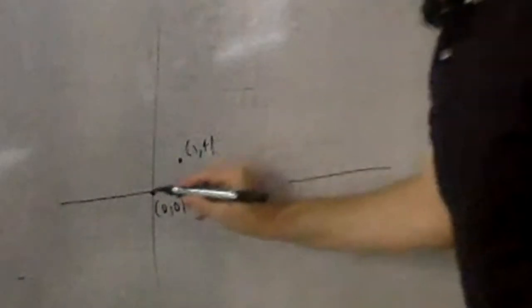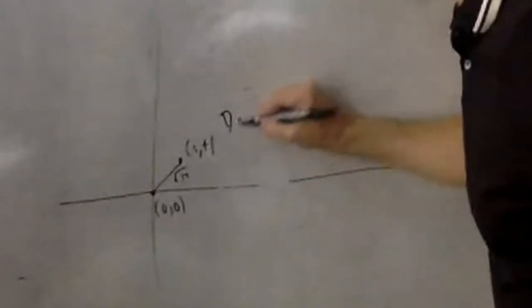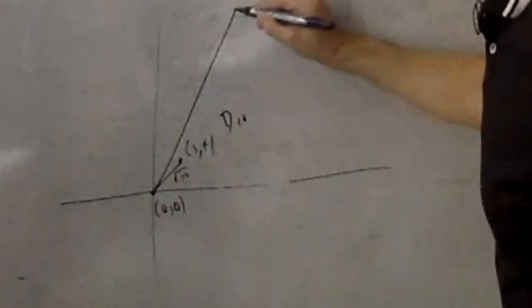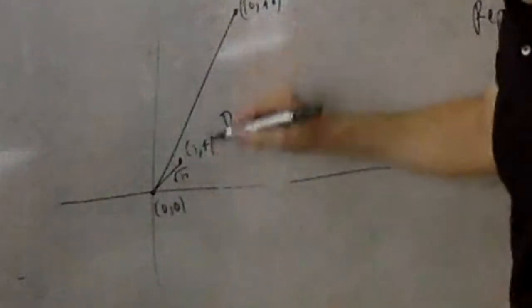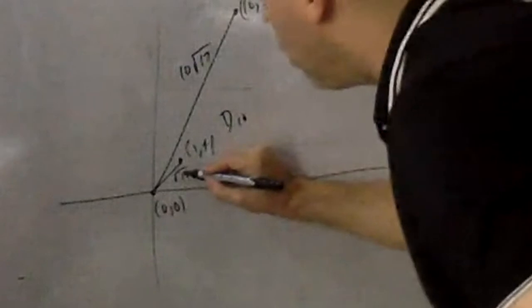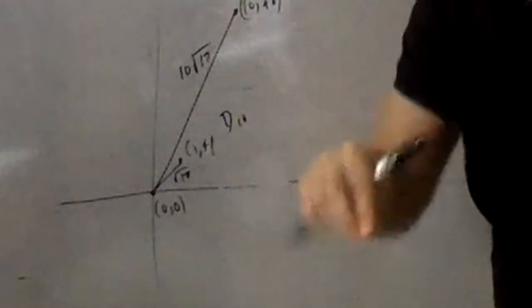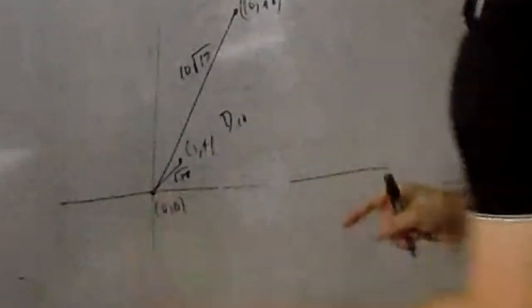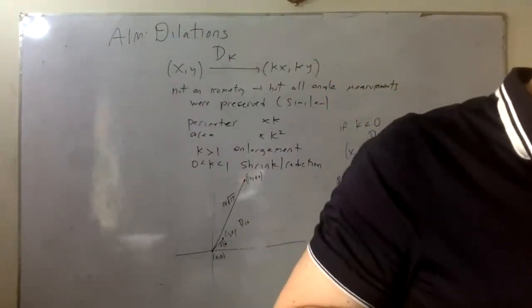So for 1, 4, we saw the distance was radical 17. But when we dilated by a factor of 10, the new point was 10, 40. And what we saw is that the new distance was actually 10 radical 17. And so that was the idea that the dilation affected the distances from the center. In this class, the center is always the origin.